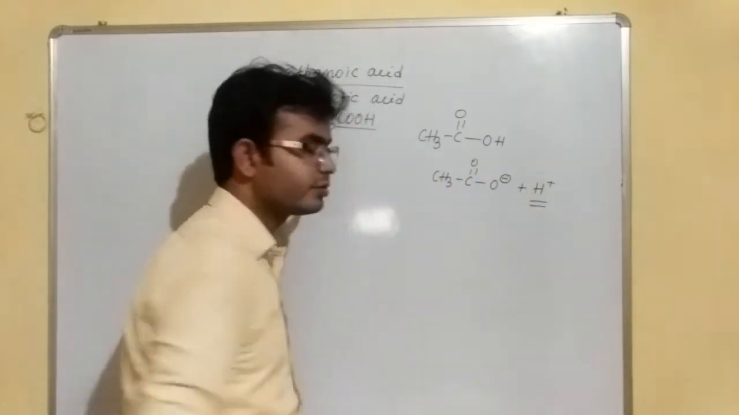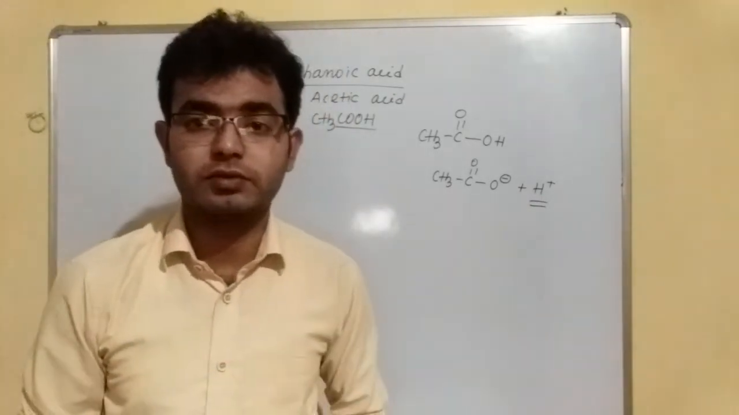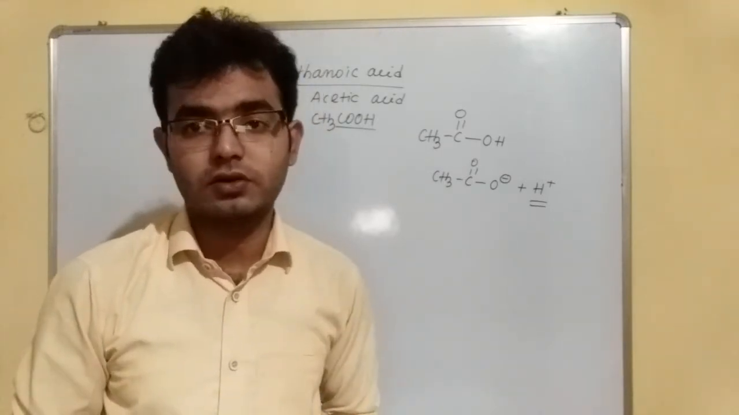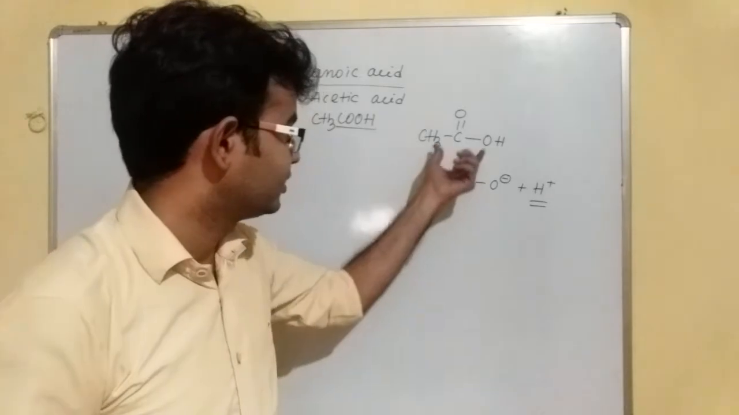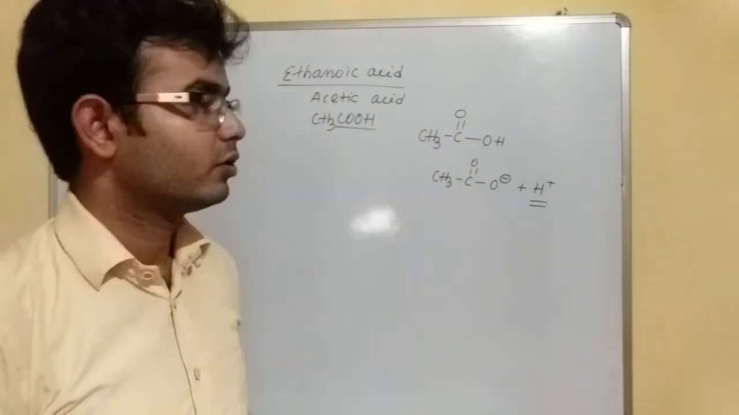As it is releasing H plus ion, it is an acid. Okay, we already learned in the acid base chapter that those substances which produce H plus ion in aqueous medium are called acids. So here this acetic acid will produce H plus ion in aqueous medium. That's why it is called an acid.